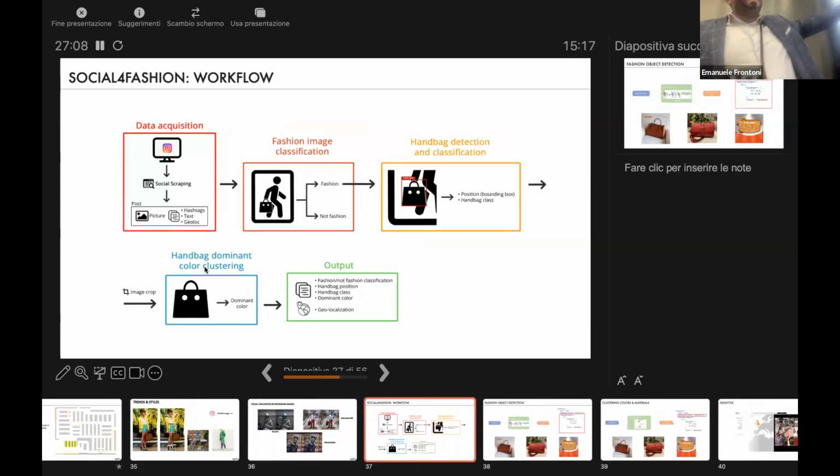Then we classify, first of all, fashion with respect to no fashion with a very, very simple approach. Then we start giving different classes to the handbag detection, to the different classes of big bags, small bags, circular bags, and so on and so on. We try to classify the dominant colors and cluster them. And then we add some different outputs, adding also geolocalization in this kind of output.